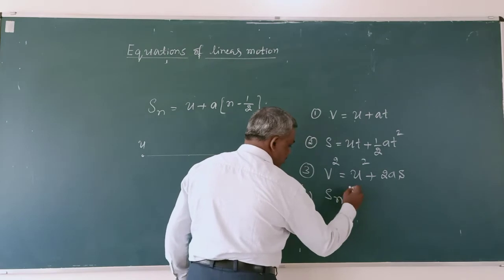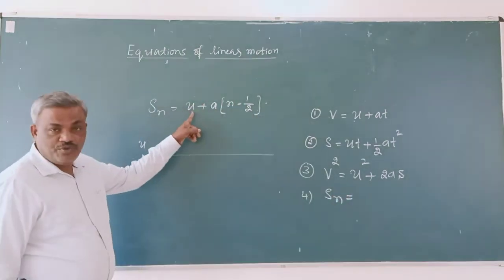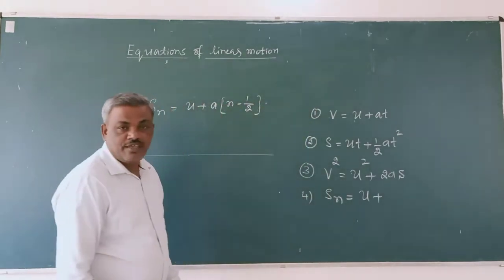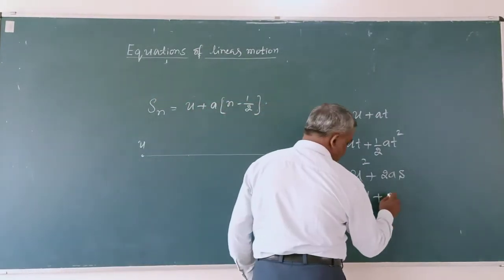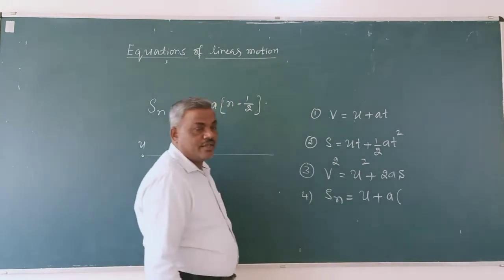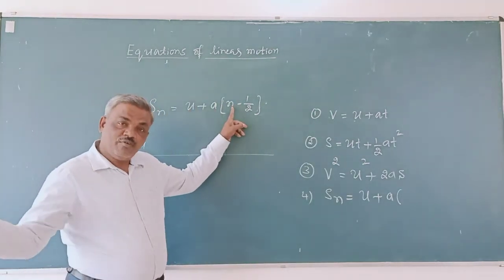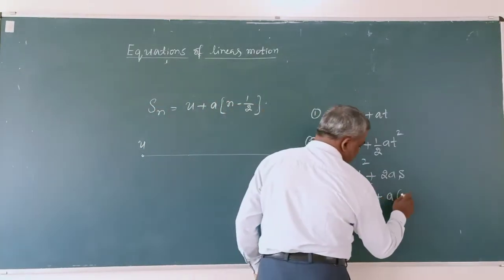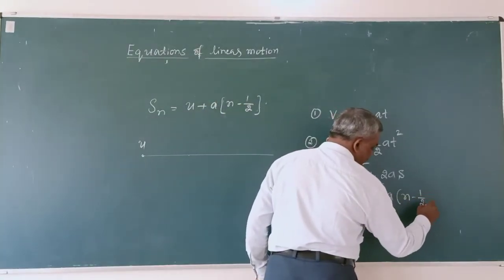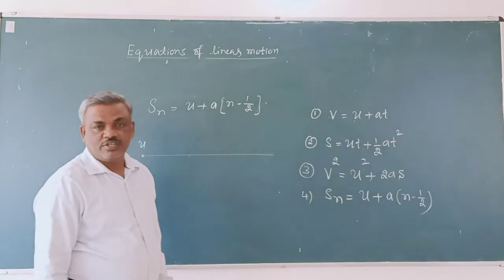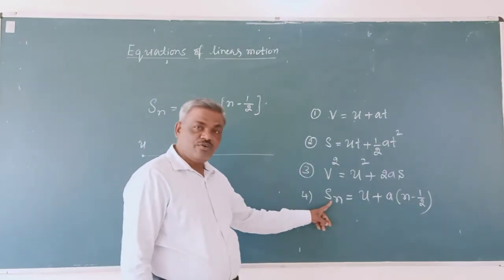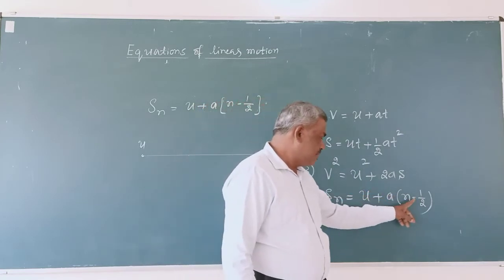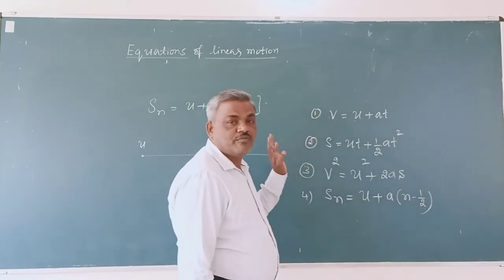So Sn equals what? u is the initial velocity plus a is the acceleration, n is the nth second in which the body travels the distance, times (n minus 1) by 2. So the fourth equation of linear motion is Sn equals u plus a into (n minus 1) by 2. This is the fourth equation.